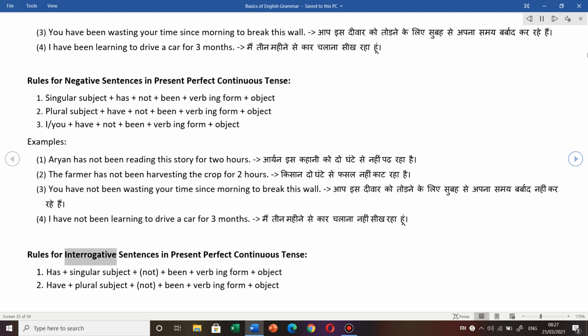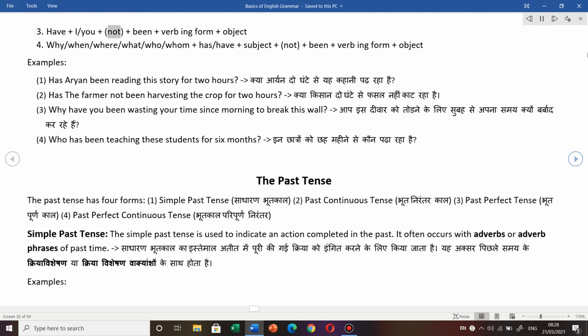Rules for interrogative sentences in present perfect continuous tense. Has plus singular subject plus, not, plus been plus verb ing form plus object. Have plus plural subject plus, not, plus been plus verb ing form plus object. Have plus I, you plus, not, plus been plus verb ing form plus object. Why, when, where, what, who, whom plus has, have plus subject plus not plus been plus verb ing form plus object.